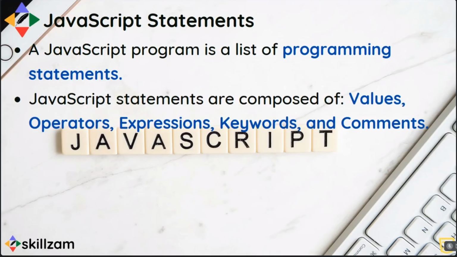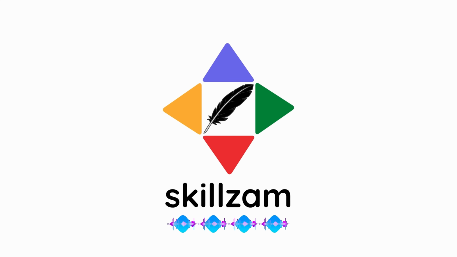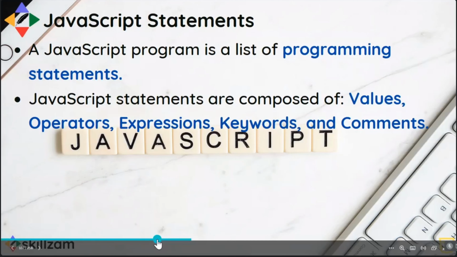Now we have seen a JavaScript program is a list of programming statements. Now this particular statement consists of many aspects to it. What are those different aspects? Now coming back to this particular thing, the statements.